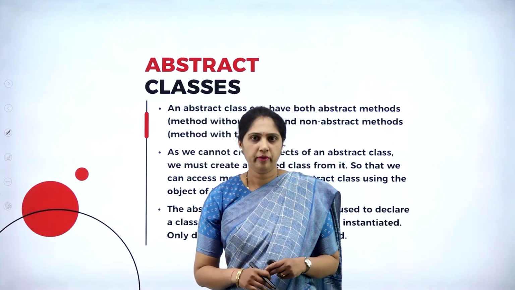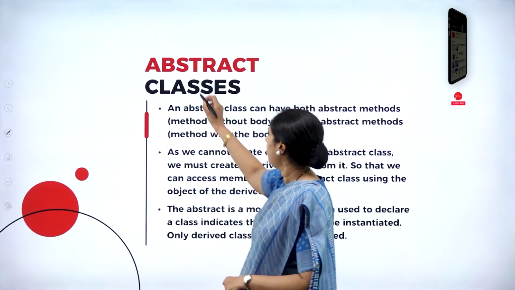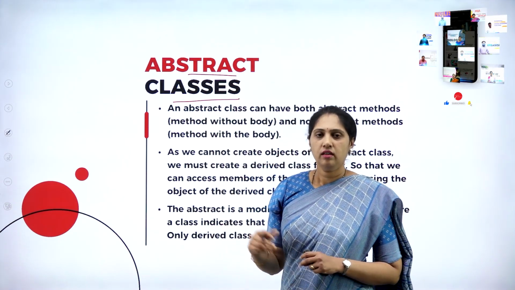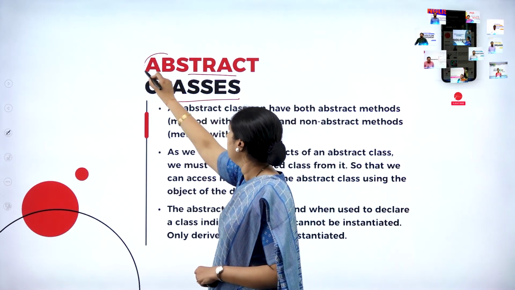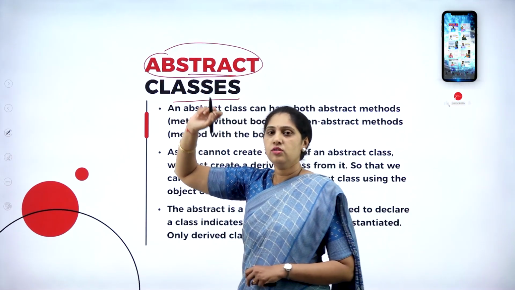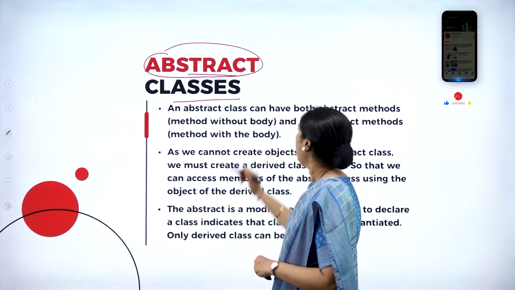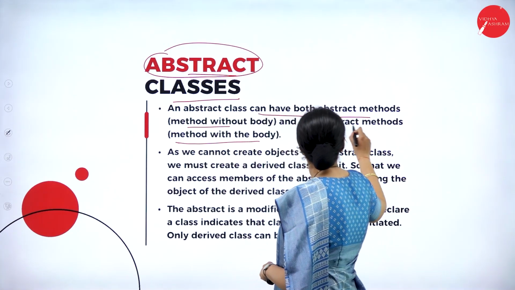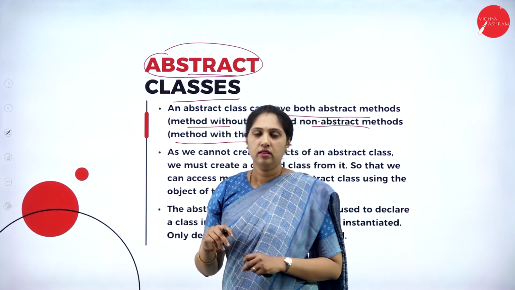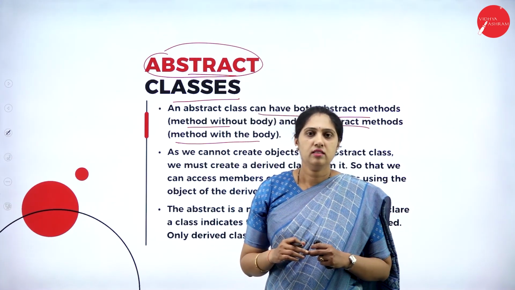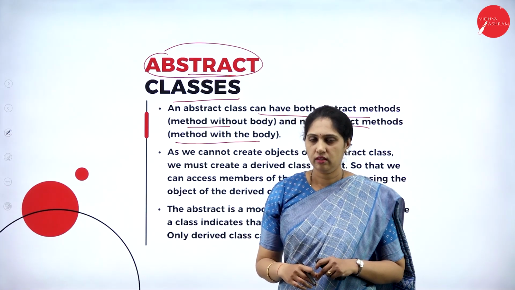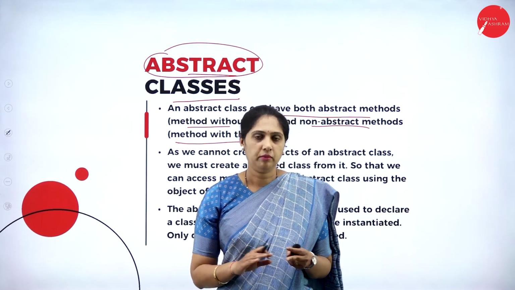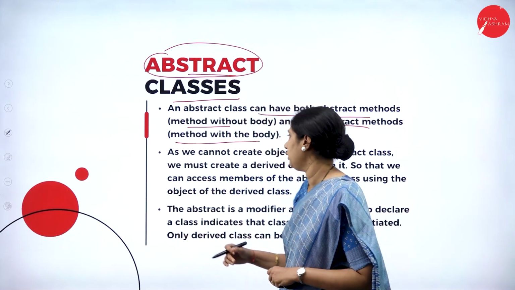So what is the first topic here? It is abstract class. So we've already discussed about classes. Now the other keyword is there, that is abstract. So why we use abstract? So abstract class can have both abstract method and non-abstract method. Meaning to say, if I take a class, class will have data and method. So this is abstract class. So abstract class can have both abstract methods and non-abstract methods.